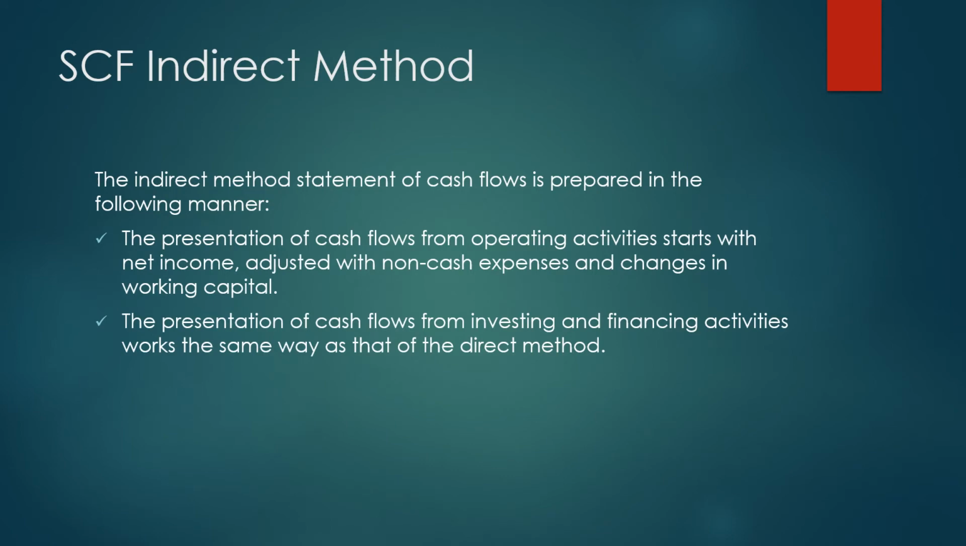So, when we say indirect method, this is what I was saying earlier, this is an accountant-friendly method. So, it is prepared in the following manner. The presentation of cash flow from operating activities starts with net income. So, it starts with net income, adjusted with non-cash expenses. So, when we say non-cash expenses, the best example is your depreciation.